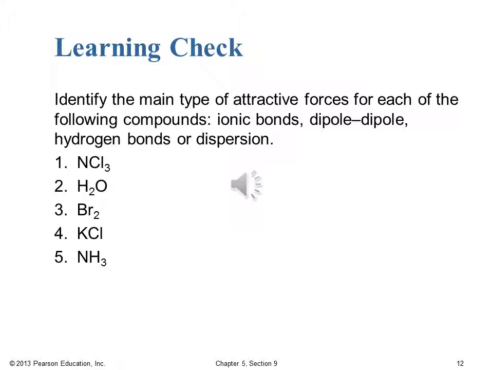Alright, so let's end this subtopic and this whole chapter with a learning check. Your challenge here is to identify the main type of attractive forces for each of the following compounds. Would it be ionic bonds, dipole-dipole interactions, hydrogen bonds, or dispersion forces? Go ahead, pause the video, take your time. It'll take a little while to figure these out. And then once you've done that, start us back up and we'll see how you did.